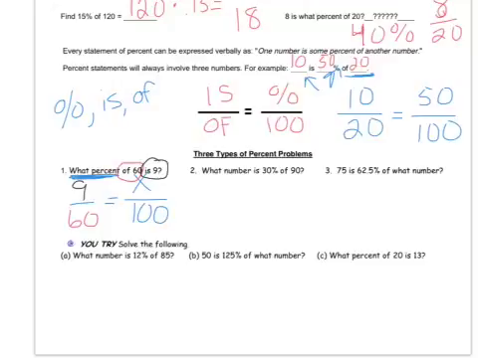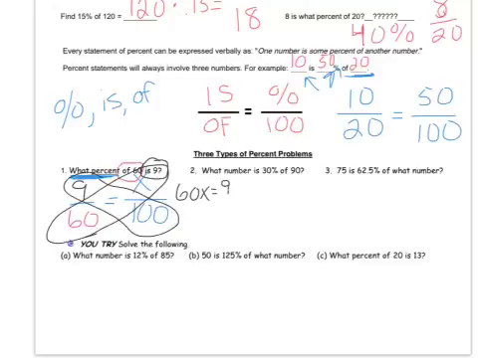Okay, so then I'm just going to go ahead and solve my proportion here. So I'm going to do 60 times x equals 9 times 100, which is 900, and then I divide them both by 60. So x equals 900 divided by 60, which equals 15.